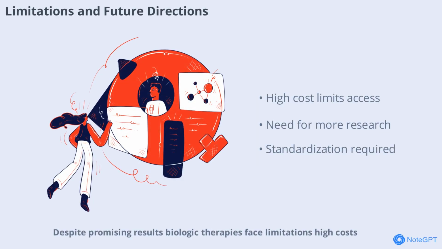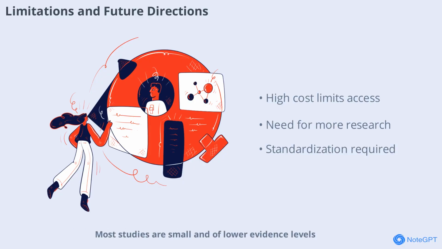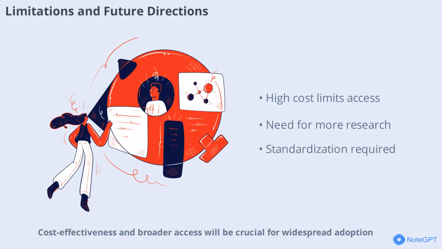Despite promising results, biologic therapies face limitations: high costs, lack of standardized protocols, and limited insurance coverage. Most studies are small and of lower evidence levels. Future research should focus on large, high-quality randomized trials to clarify the role of PRP, PRP plus HA, and PRFM in various knee bursae. Cost-effectiveness and broader access will be crucial for widespread adoption.